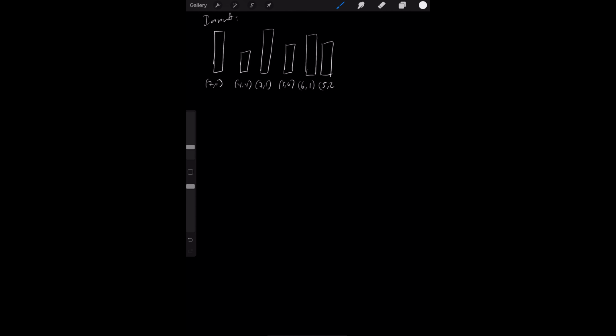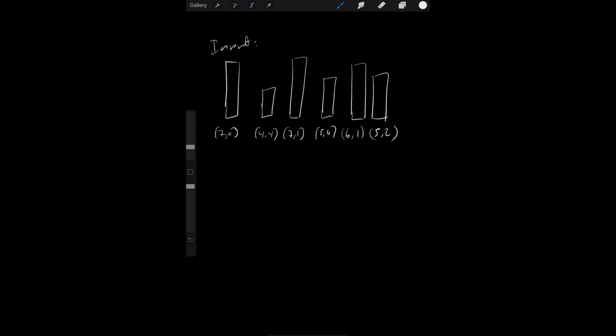So for example, we've got a big guy over here, okay? So the input would be this: big guy over here, then a short girl over here, and then another big guy over here, and then a slightly taller guy over here, and then 6, and then another 5, right? So basically this is 7, 0, and then this is 4, 4, this is 7, 1, this is 5, 0, this is 6, 1, and then this is 5, 2. Okay, let's do this bigger.